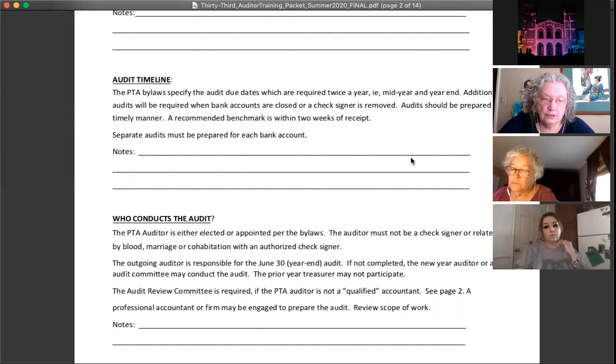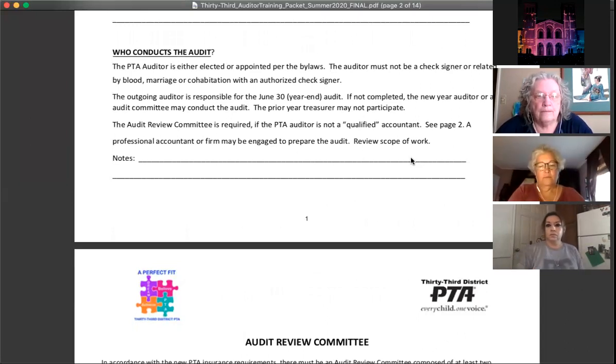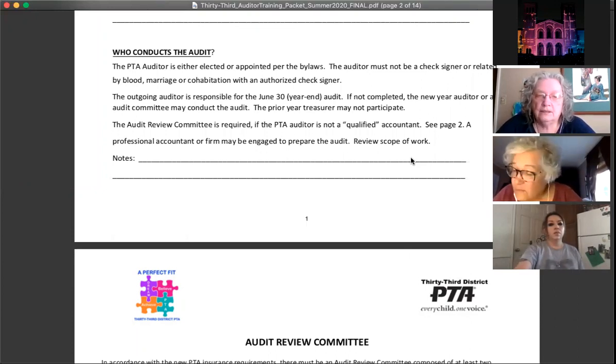This has changed this year somewhat who conducts the audit, and the PTA auditor is either elected or appointed per your bylaws. So if you have already been elected and appointed, that's great. If your unit does not have an auditor, then one may be appointed in the new year, which we're already in the new year, and should be approved in the September association meeting.